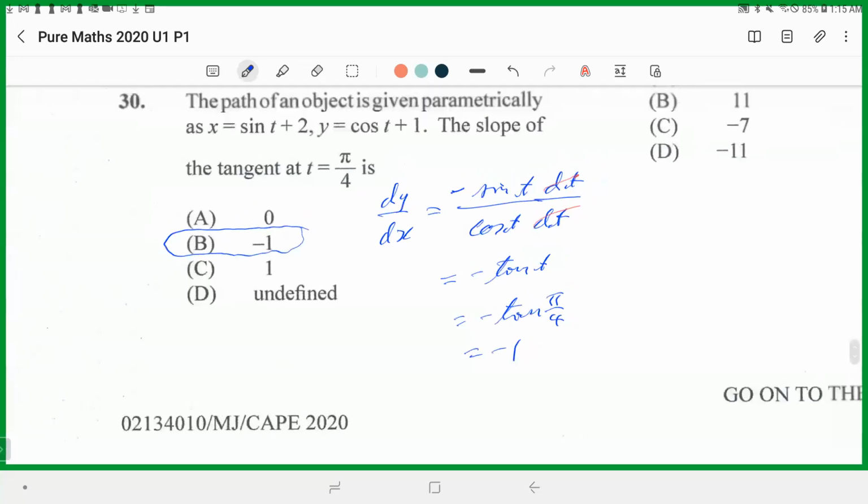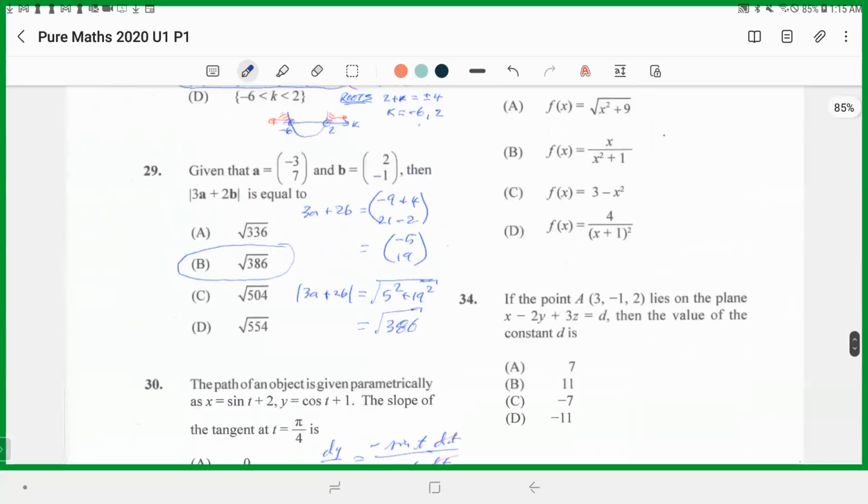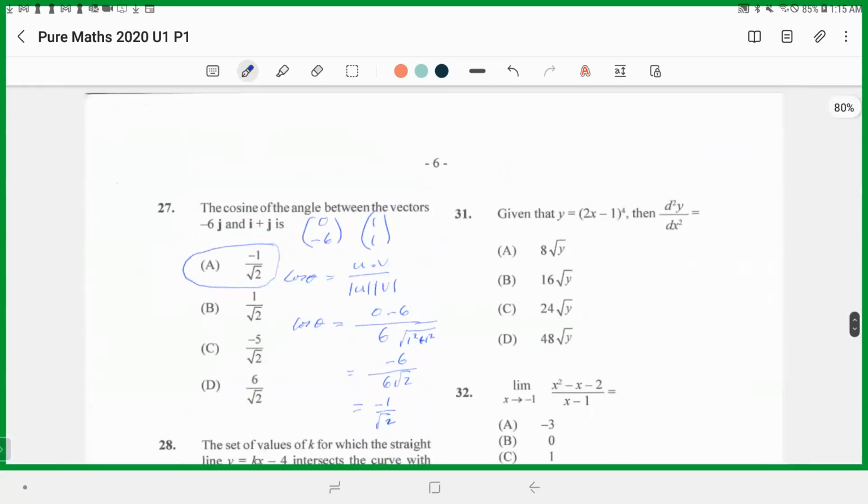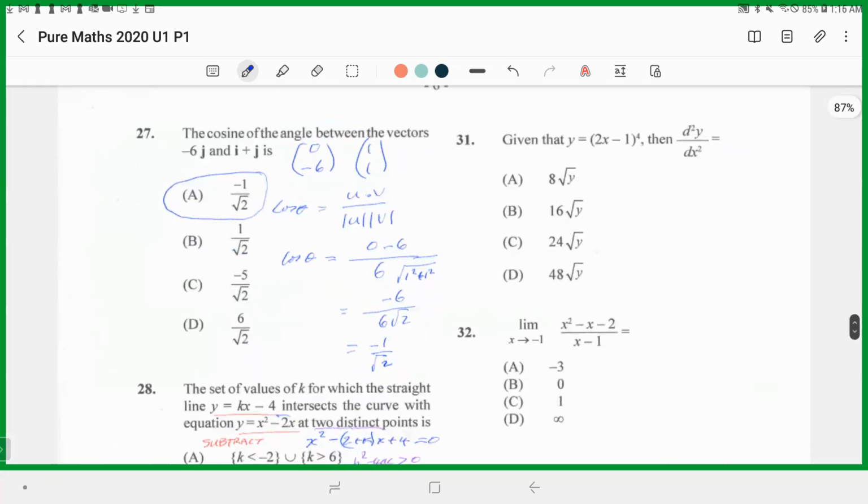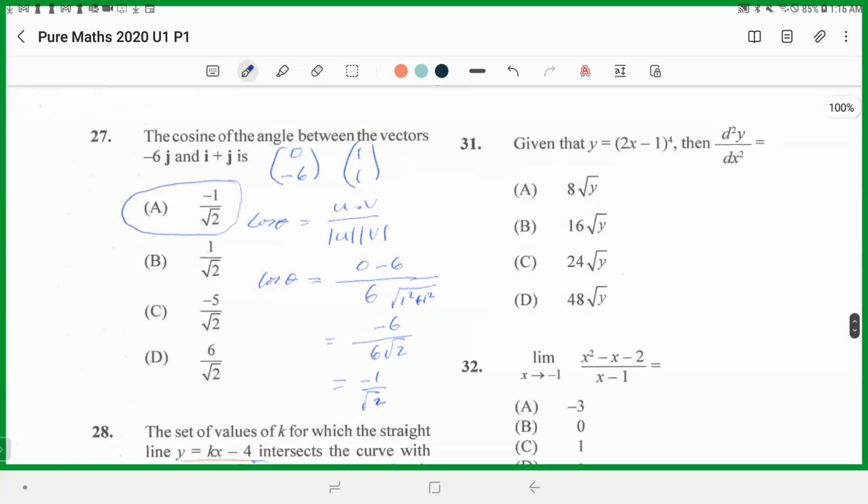All right, number 31. Last 15 now. Let's move quickly through this last 15.